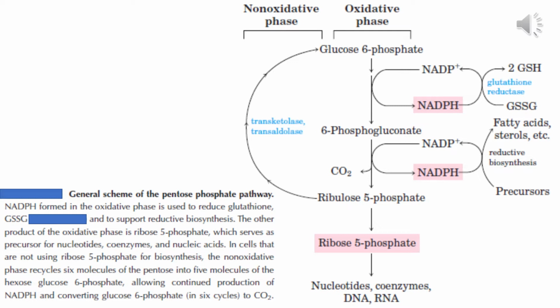And also the 5-carbon sugars, ribose 5-phosphate, etc. are also formed during this phase, which in turn are used for the synthesis of nucleotides and coenzymes such as FMN, FAD, etc. Then nucleic acids such as DNA, RNA, etc. And during the non-oxidative phase, the ribulose 5-phosphate is reacting with a variety of other sugars of different carbon length to form glucose 6-phosphate.